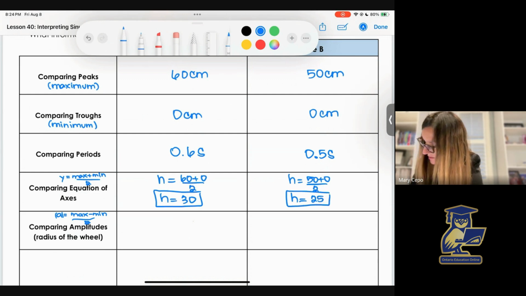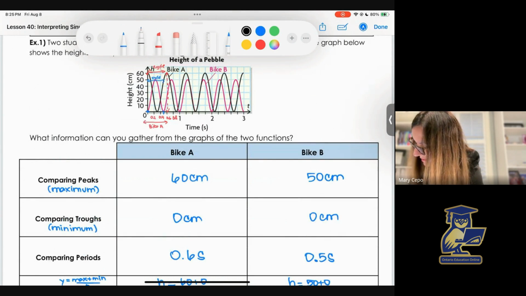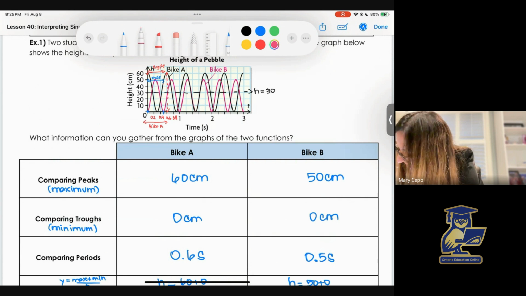Now let's see if that is the case when we look at our graphs. Because it's black, let's say halfway mark. Does that look like 30 for the black graph? Absolutely, so h is equal to 30. And let's put that in pink: 25, absolutely. It looks like that halfway mark for sure. So h is equal to 25.